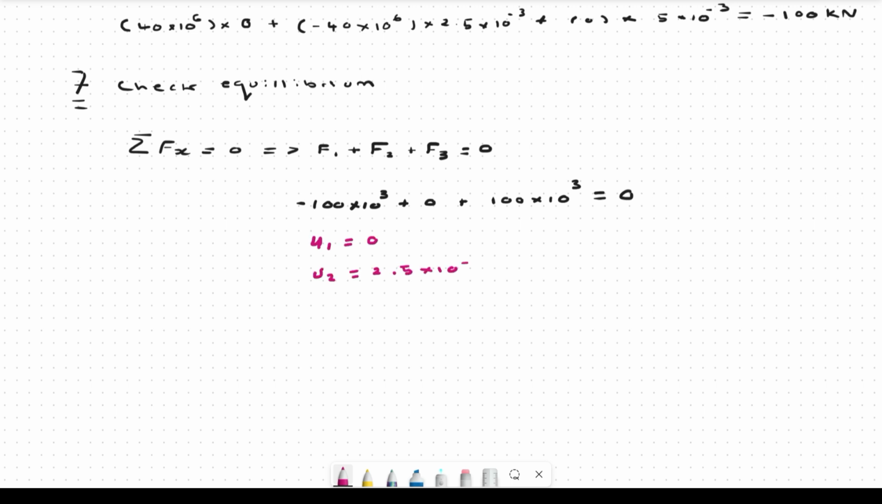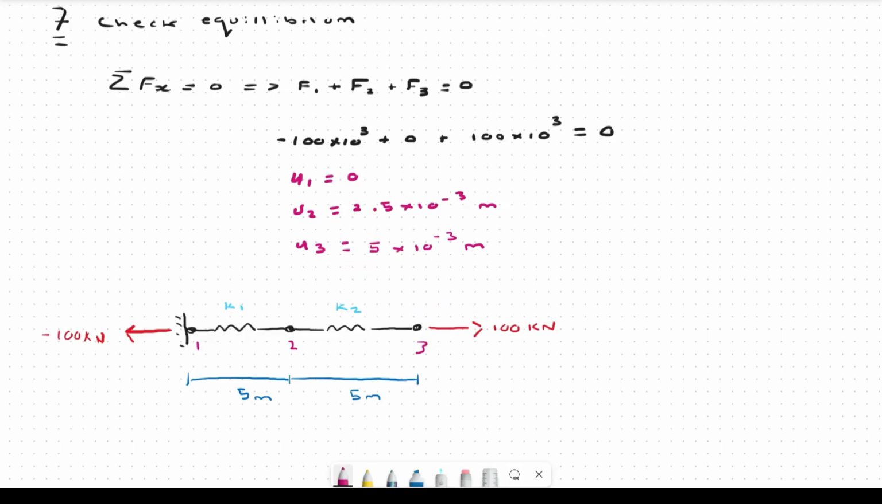And here I'm just writing out the displacements of node 1, 2, and 3. Just for clarity, here is the completed question with me adding the displacements of where they go. And as you can see, the two reaction forces acting on the beam itself.